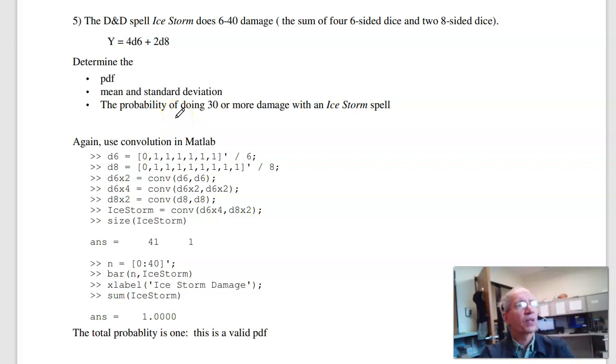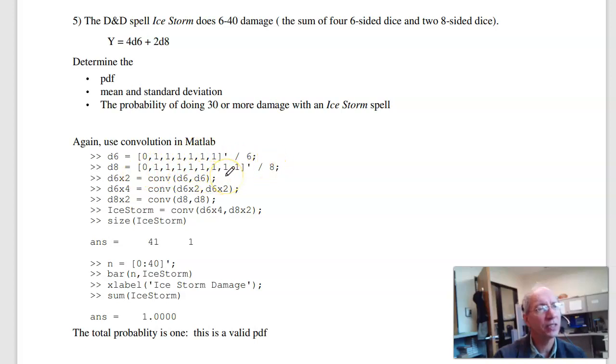Problem 5. If I do an ice storm spell that does 4d6 plus 2d8 in damage, find the PDF, the mean, standard deviation, and probability of doing 30 or more. Again, since I'm going to wind up using convolution anyway, let's just use convolution. Here's a single 6-sided die, its PDF. An 8-sided die, its PDF.